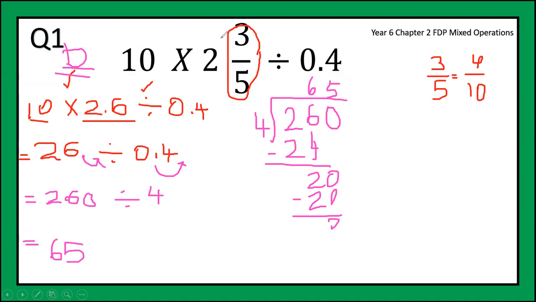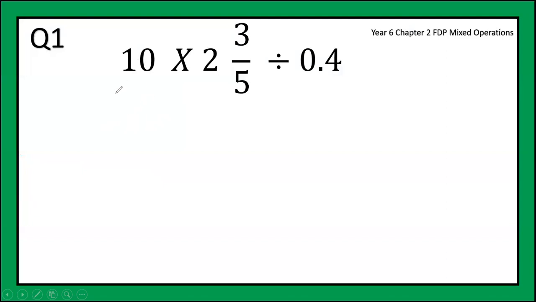Now, what if we solve this using the fractions method? If it's fraction, this is already in fraction, and 0.4 is the one that has to be changed into a fraction. Your question rewrites as 10 times. Straight away change this to an improper fraction.